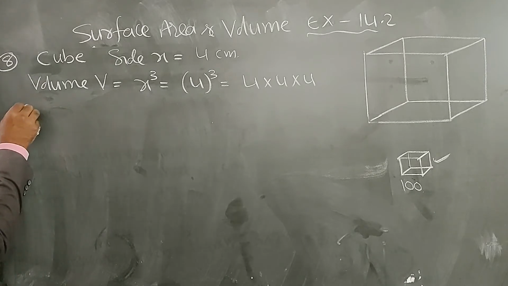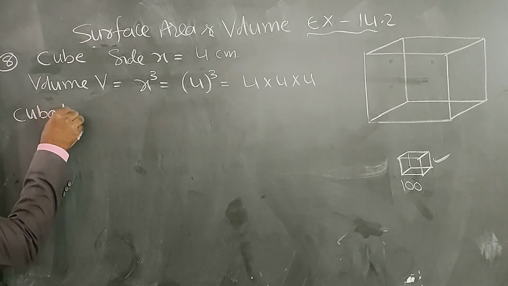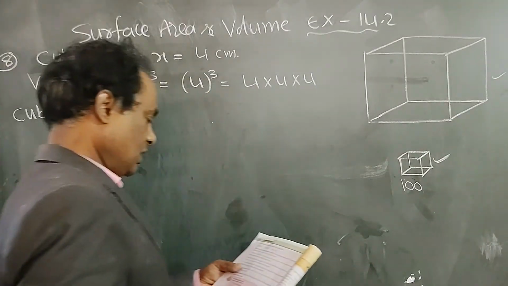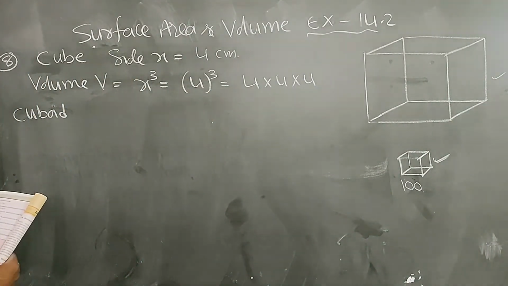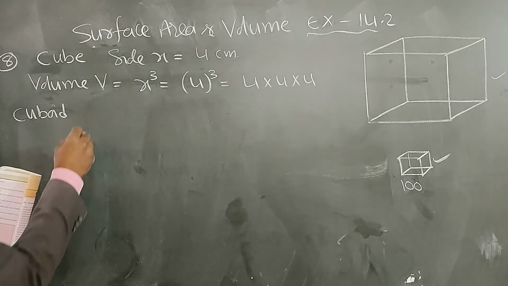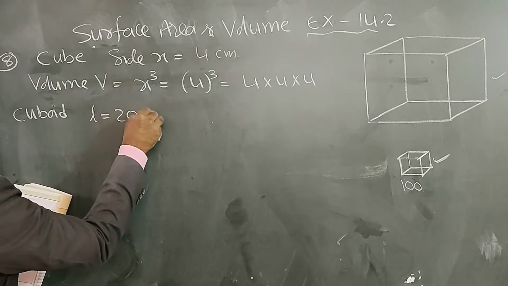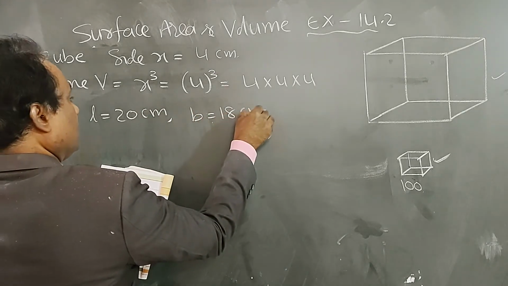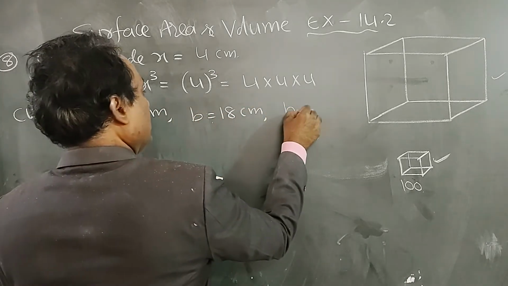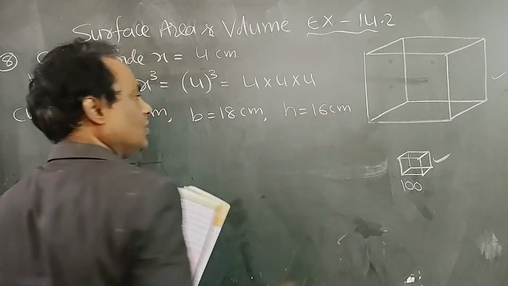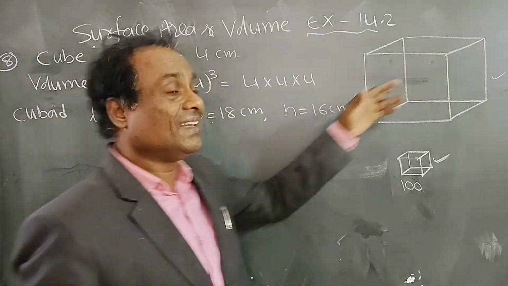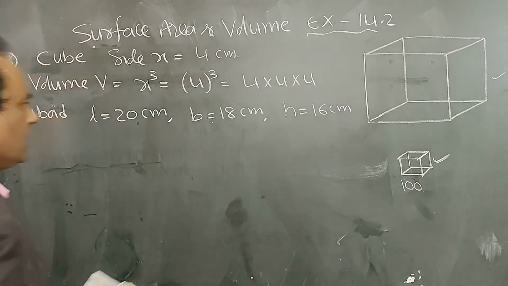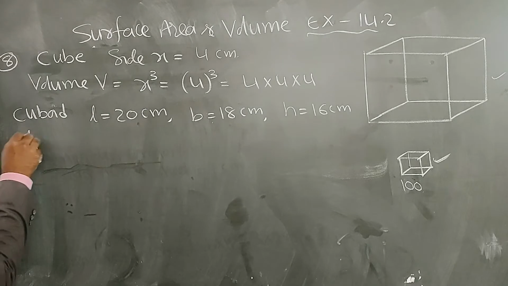Now, the cuboid. This figure. For this cuboid, length is 20, breadth is 18, height is 16. Length 20, breadth 18, height 16 given. Then its volume.